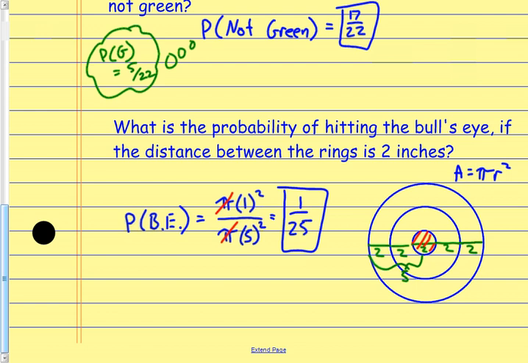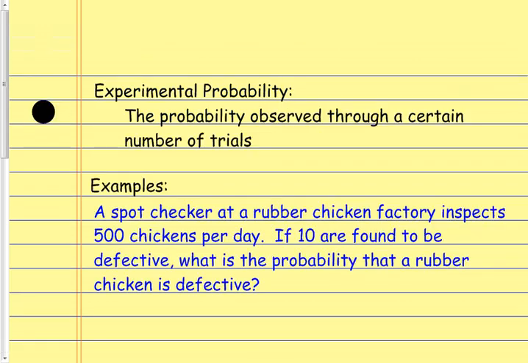Okay? The last thing we need to look at is experimental probability. Experimental probability is essentially the probability that we observe through a certain number of trials. Okay? So theoretical probability is kind of what the probability should be. Experimental probability is what we actually get when we do the things that we're talking about.